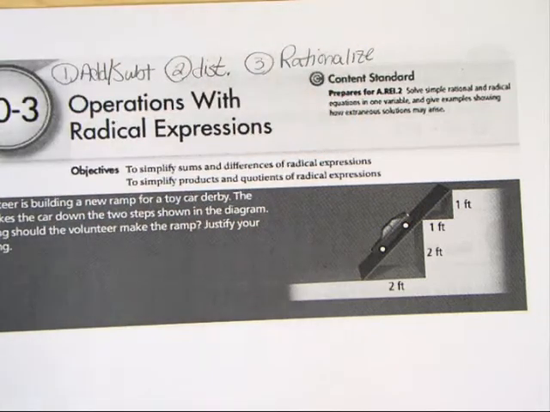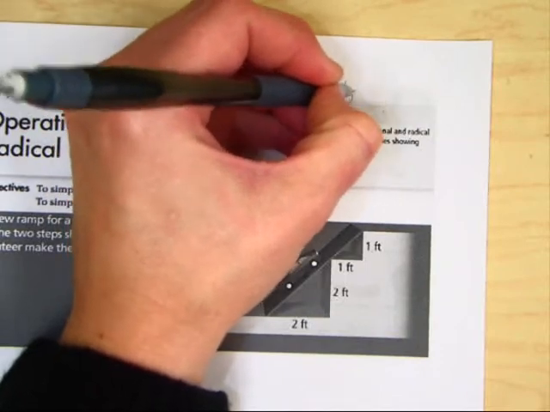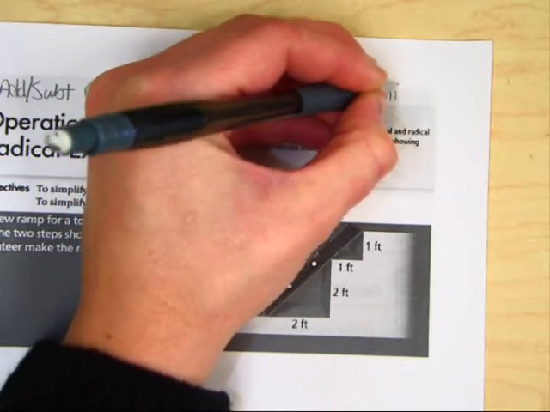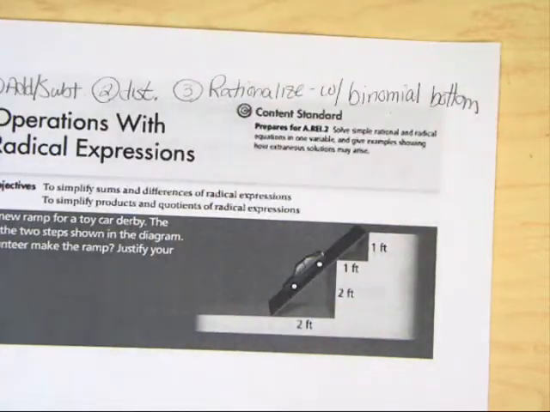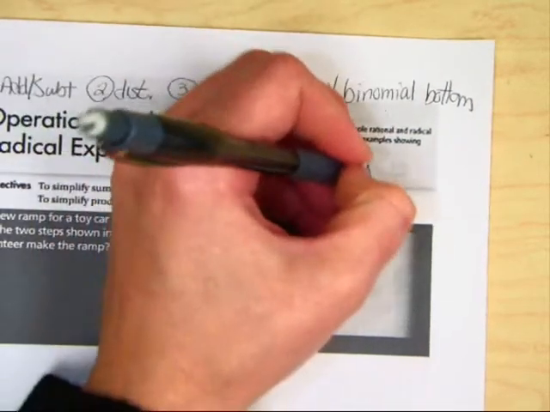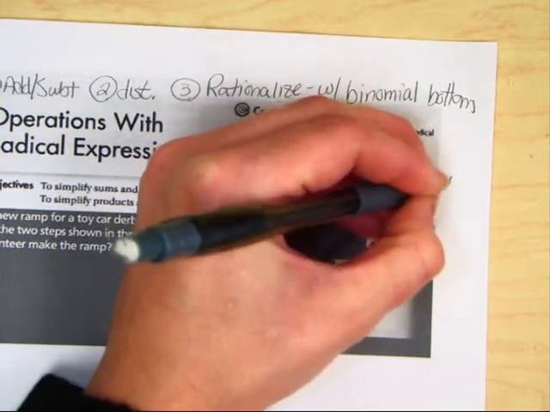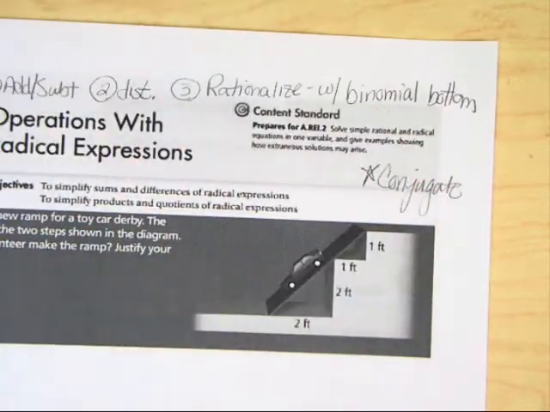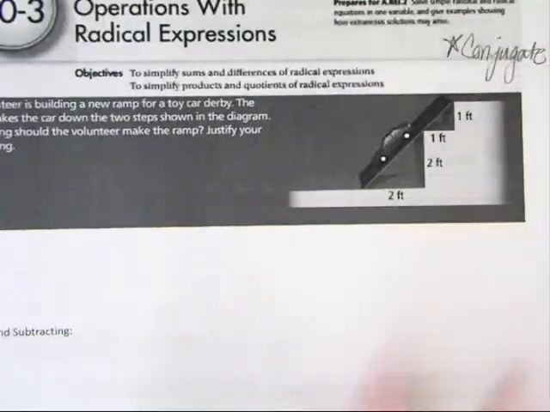And then number 3, we're going to talk about how to rationalize. You have rationalized before, but now you're going to rationalize with a binomial on the bottom. And one key word for today is this word, conjugate. Okay? Let's go ahead and move on. We'll save this to talk about when you come in.